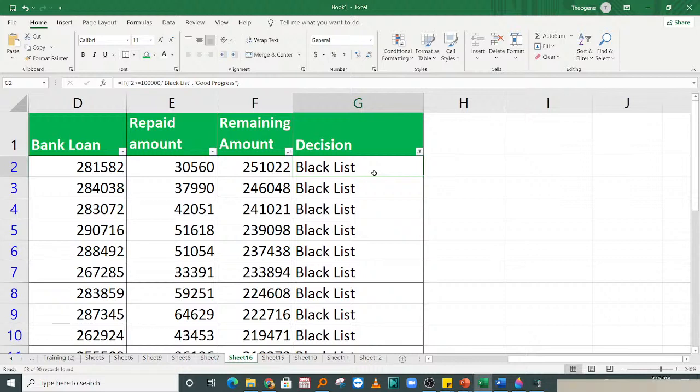This is the first decision to be made. So you are making a decision regarding the amount of money remaining to be repaid. Okay, so this is how if works.